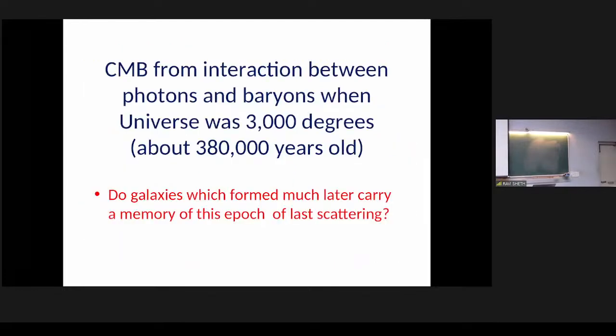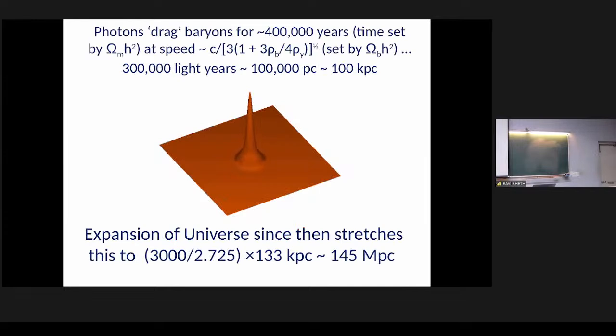The question we're going to ask is, the galaxies which form much later than the CNB, do they carry some memory? That's the idea. The photons were initially banging against the baryons, banging against the electrons, and they get pushed. So we're going to imagine an initial spike where we had more photons, more baryons, more neutrinos, and more dark matter, at one initial spike.